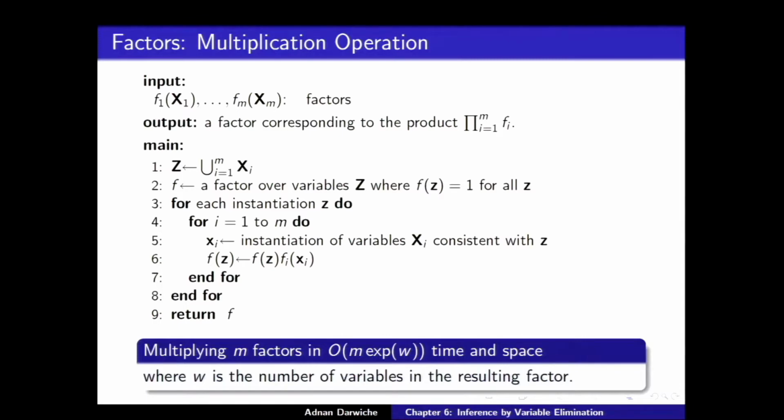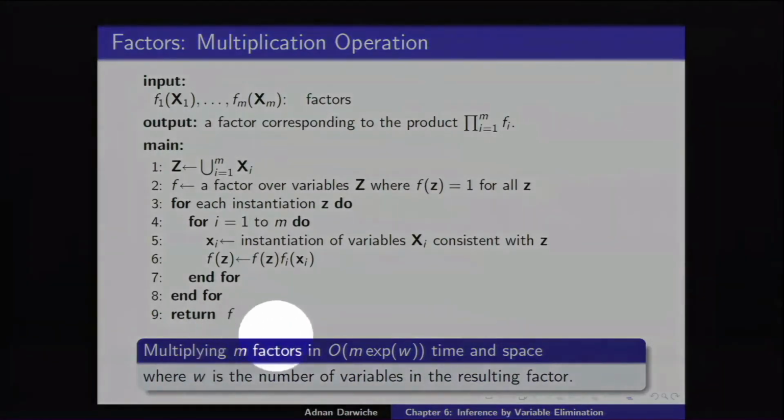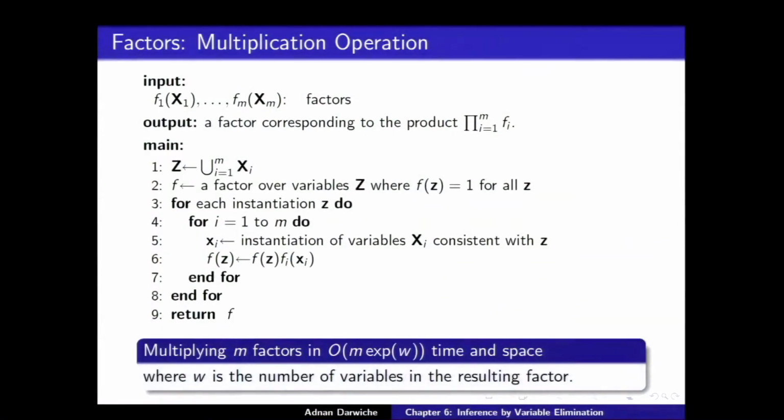because I also want you to remember this. So if I am multiplying a bunch of factors here over x1 through xm, each factor is over the corresponding set of variables, and the resulting factor will be over the union of these, right, over z. So if we let w be the size of this z, then this is the complexity. Same thing, it's exponential in the number of variables that I have, but m is the number of these factors that I'm multiplying. And here's the pseudocode, straightforward.